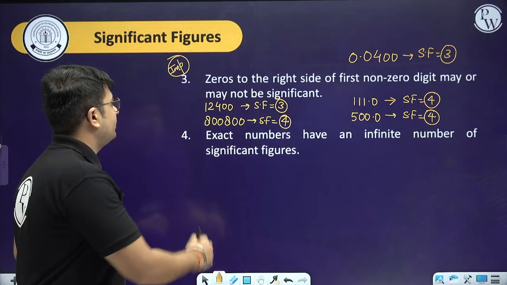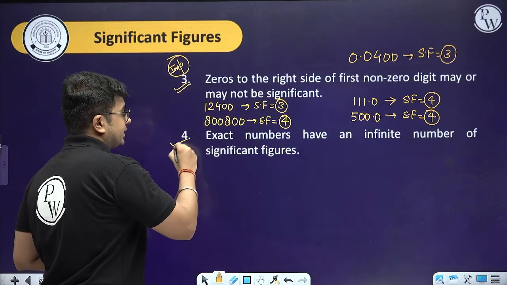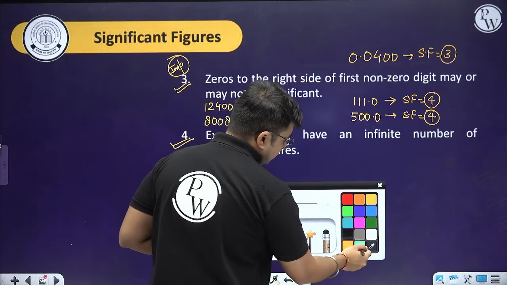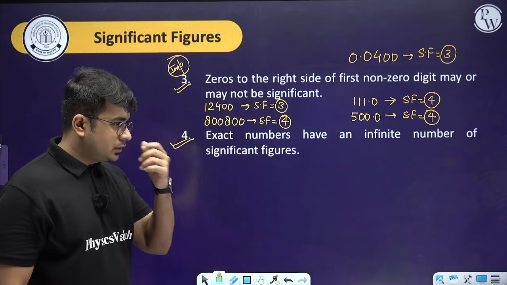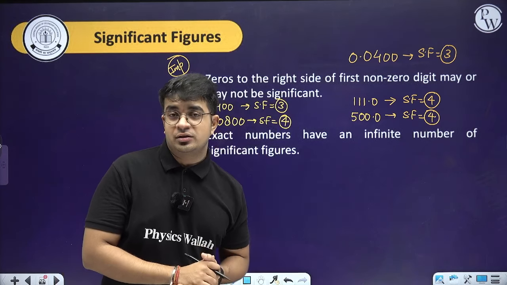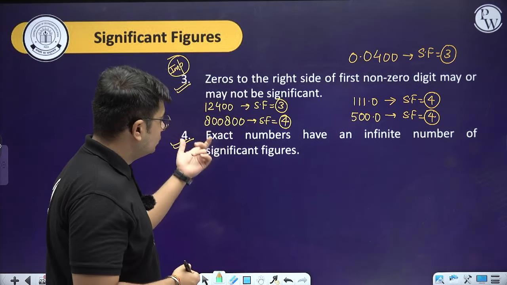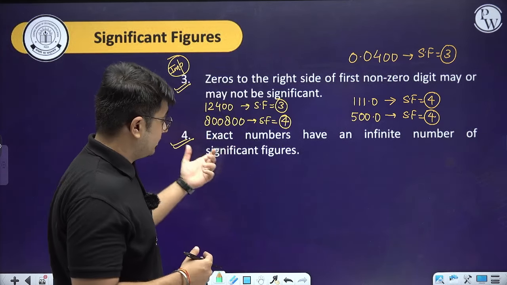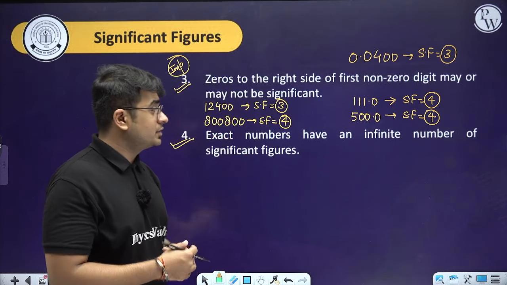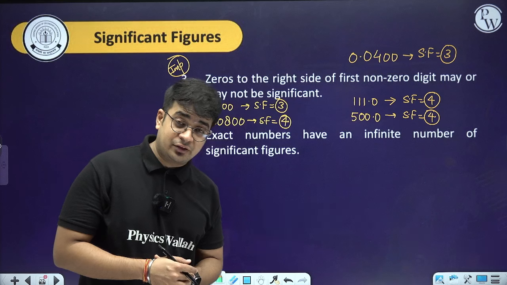Now the last part, which is exact numbers. Whenever I am counting, let's say I am counting 2 balls, I am counting 20 pencils, they are exact numbers. So always remember, exact numbers have an infinite number of significant figures.